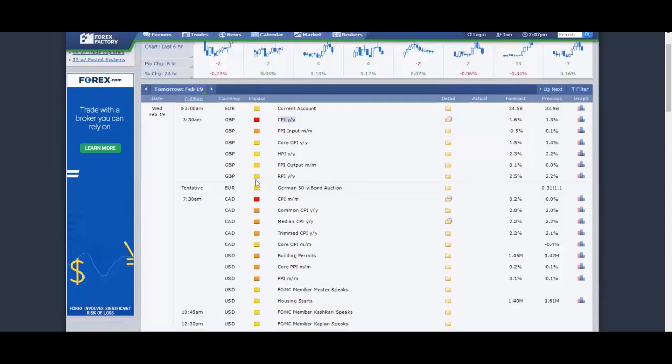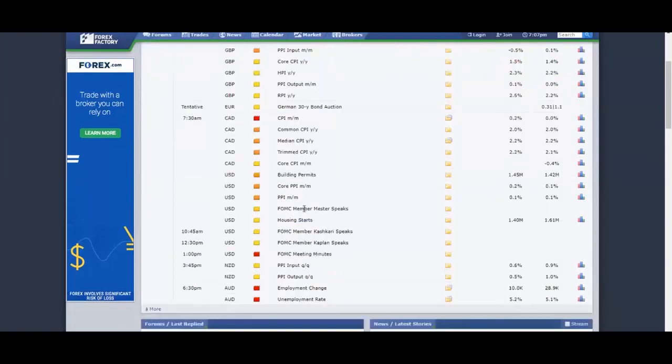And we have the same CPI numbers here for Canada as well. These are the monthly numbers, and we have the yearly numbers coming out. Same thing here: if they come in below expectations, we could see the Canadian dollar drop, because then again the focus will be on Bank of Canada to potentially cut rates.